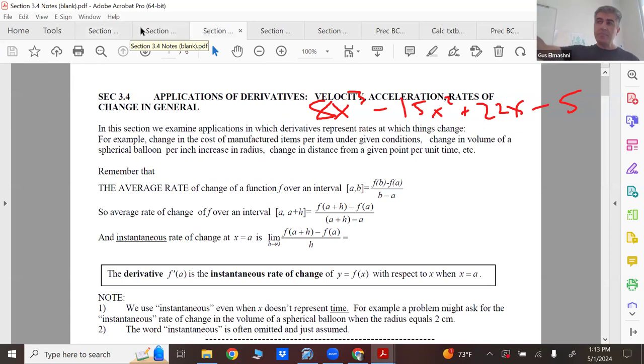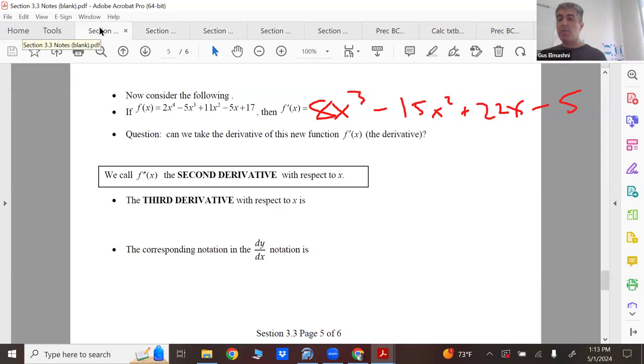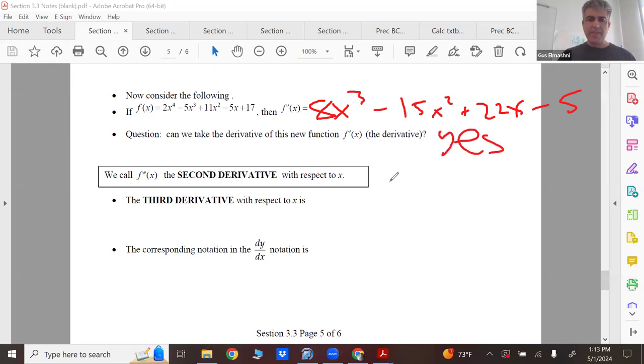Okay. For those in physics, you're going to love this because this is huge for physics, what we do on Friday. We'll talk about velocity and acceleration. Acceleration is like a second derivative. So sometimes we have to do the derivative twice. So what if you do it again? Great, just do it again. The answer is yes, of course I can. If I do it again, what do I get? 24x squared minus 30x plus 22, right?